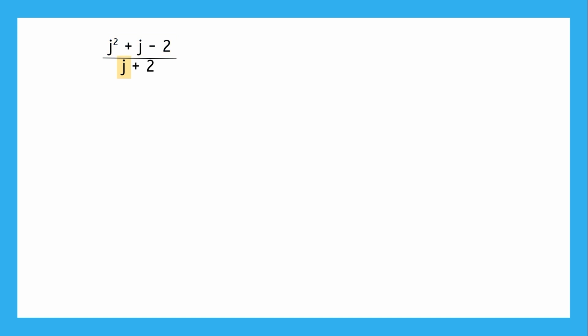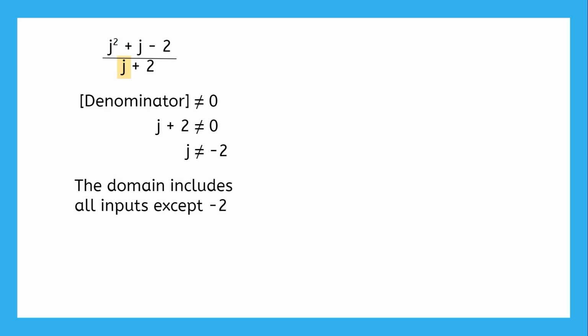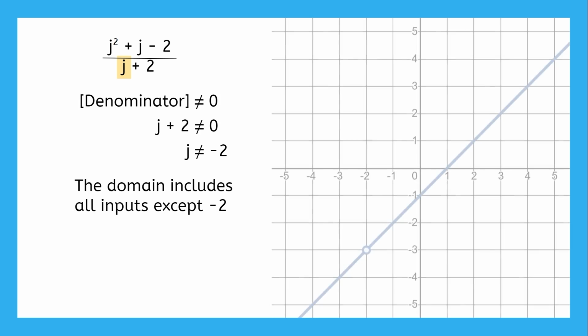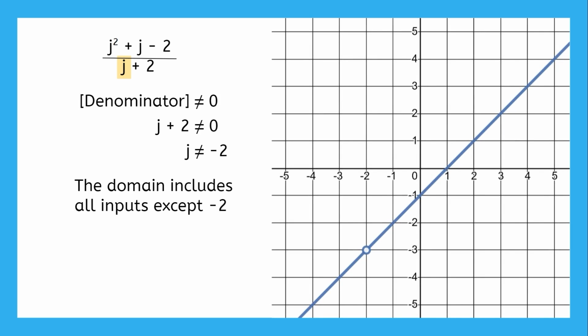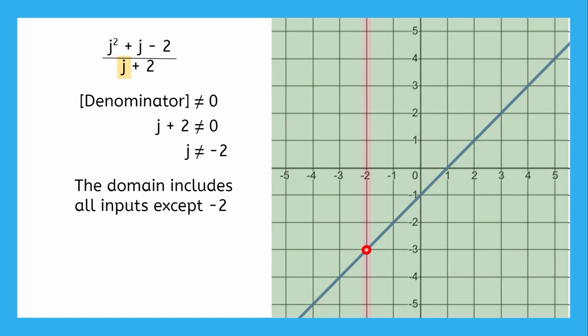So what's the rule? The denominator can't be equal to 0. So we insert the denominator and solve by subtracting 2 to get the domain restriction. J is not equal to negative 2, meaning that any input is fine as long as it isn't negative 2. Let's look at the function's graph. Can you see why negative 2 is excluded from the domain? It's because of that hole. There's a point at every single input except for where that hole is at negative 2.